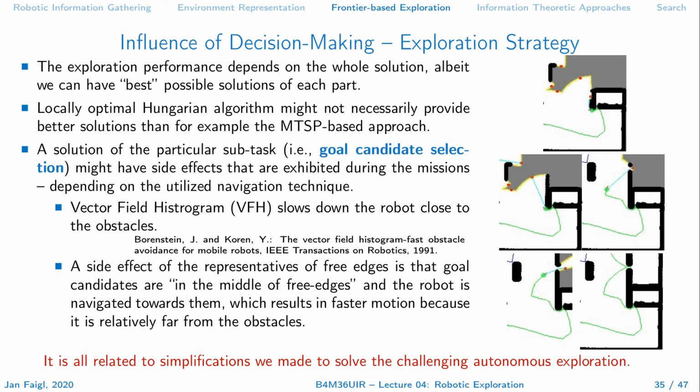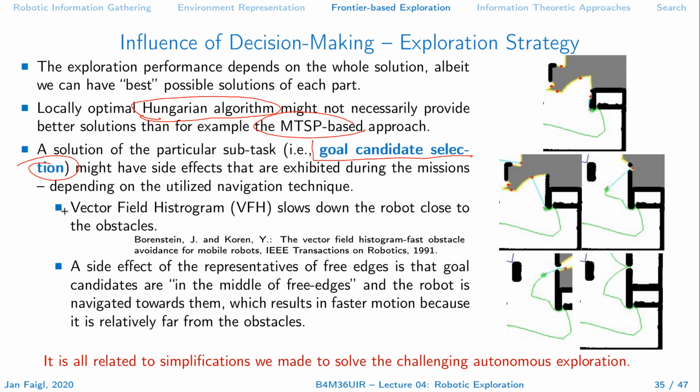And to summarize frontier-based exploration, let's consider the other parts that may influence the decision making. We already see that considering the Hungarian algorithm as optimal task allocation may not necessarily provide a better solution than, for example, MTSP, a longer horizon approach. We also have a relation to how the robots are navigated, and it is in this goal candidate selection. So, this is the example.